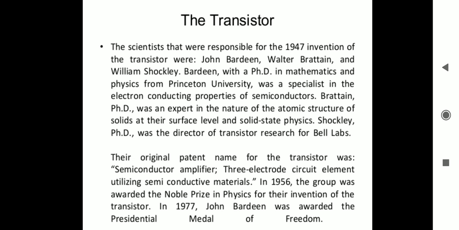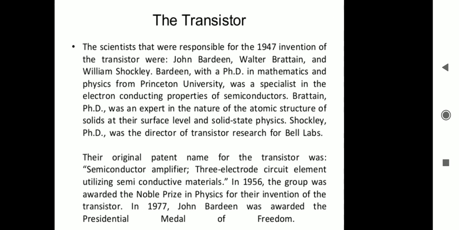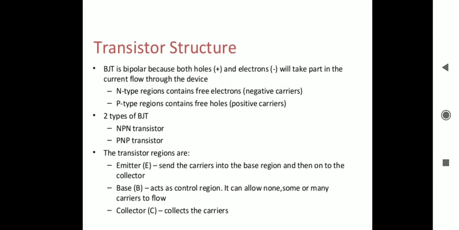So the next invention started in 1947. The invention of the transistor was by John, Walter, and Williams. So these were the ones who started their work on the transistor. After that, in 1956, 1977, the invention process went on.